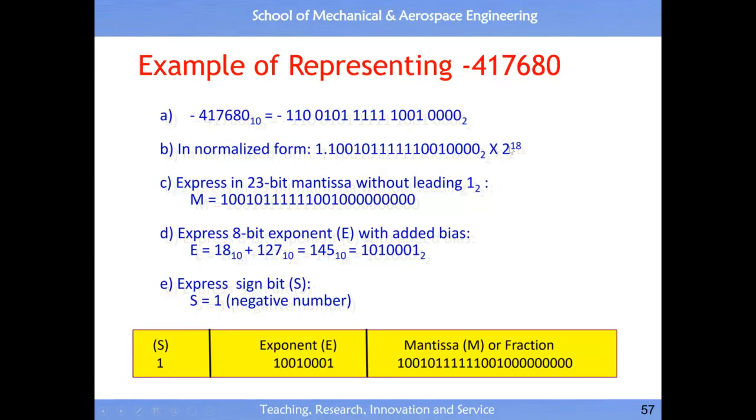Okay, then we obtain this exponent. Then the fraction is here. Then we write down 1000 here. This is the fraction. Then the exponent is 18 plus 127, which is 145. Then the binary value is 1010001. We put it here. This is negative and negative. So this is the representation in the exponent mantissa format for this negative big number.